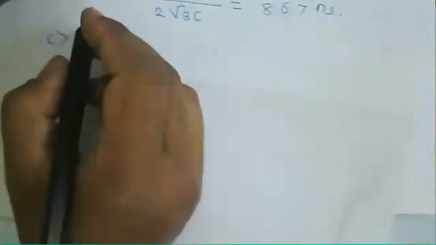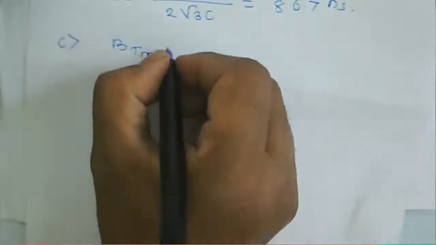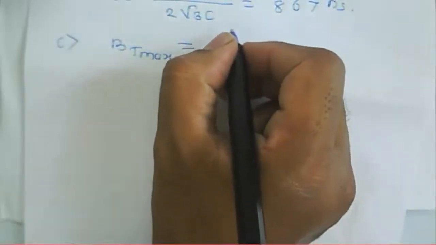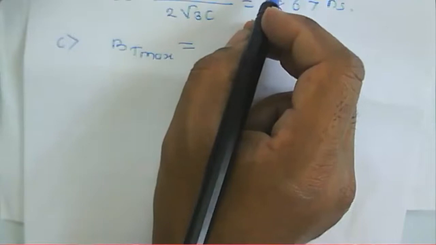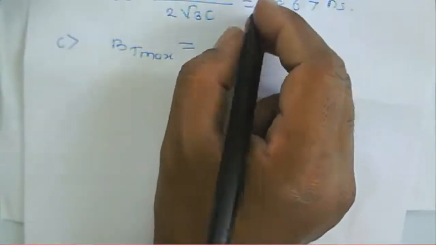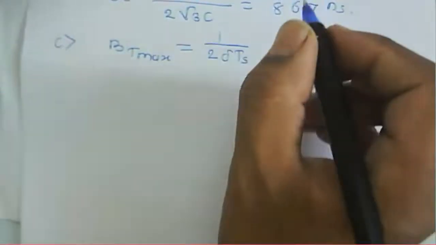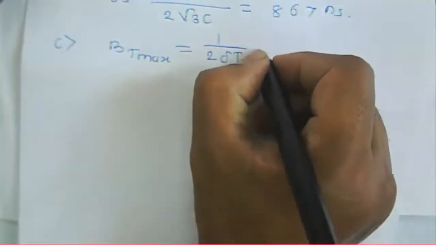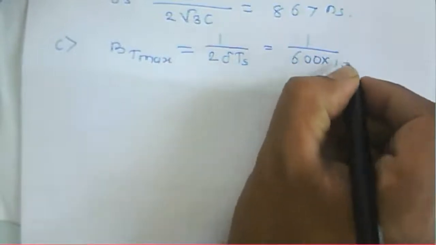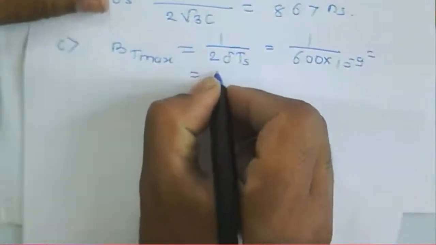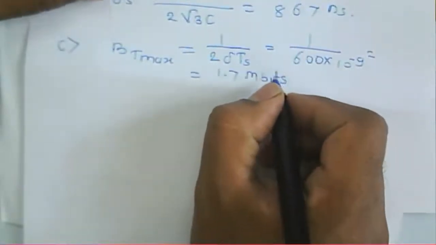Then C, what will be the maximum bit rate here. The maximum bit rate that may be obtained without substantial errors on the link, assuming only intermodal dispersion, is equal to 1 divided by twice delta Ts, because it is the delay difference. If we calculate that, with 600 into 10 to the power minus 9, it will become about 1.7 megabit per second.